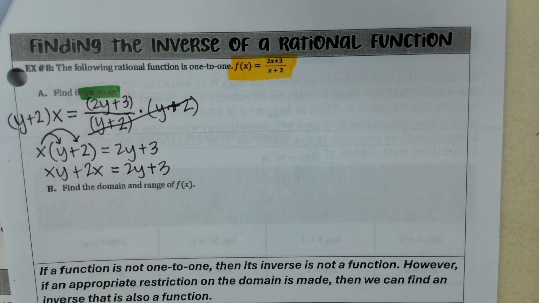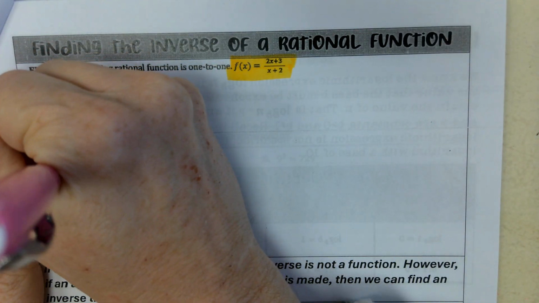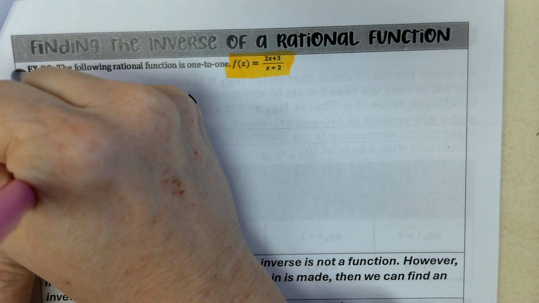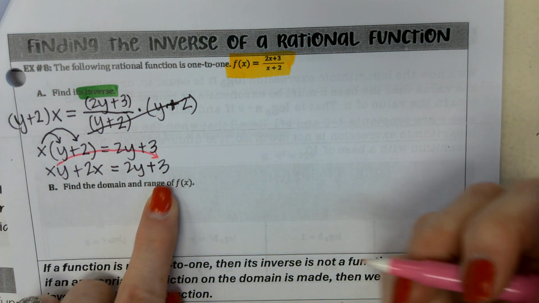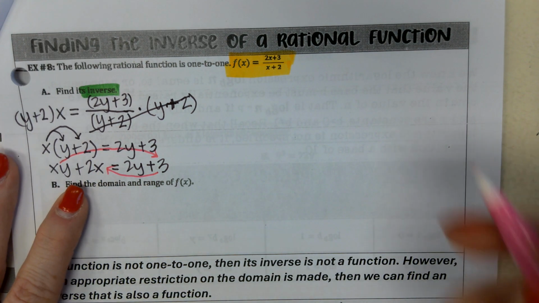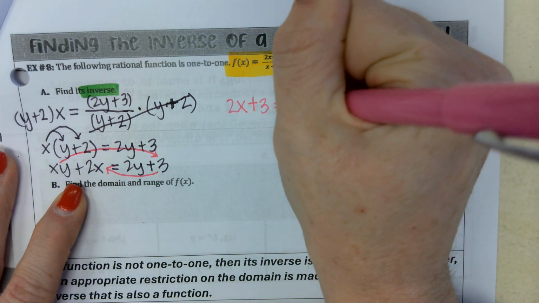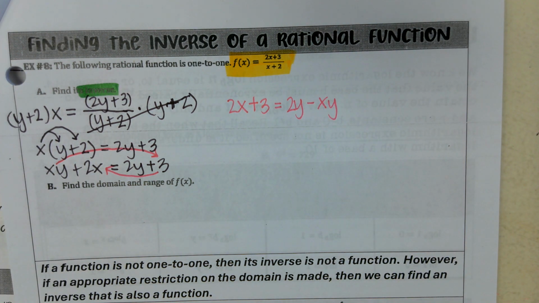My job is to solve for y, so I need to put the y's on the same side to see if maybe I can reduce it somehow. Divide by what? No, because then I'll create more fractions. Watch this. I'm going to move this xy over to this side, and I'm going to move this 2x over here just to get it out of the way. So this gives me 2x minus 3, and I now have 2y minus xy.